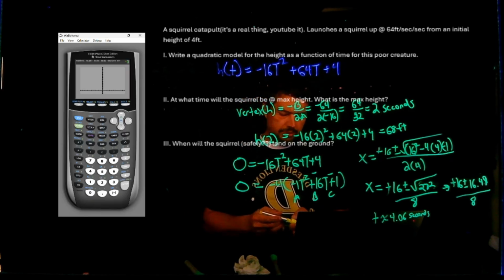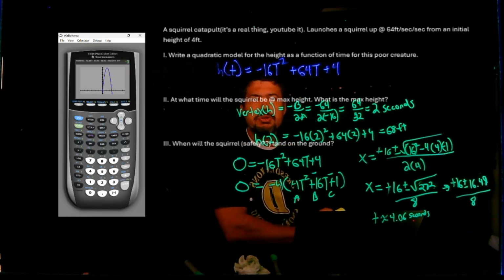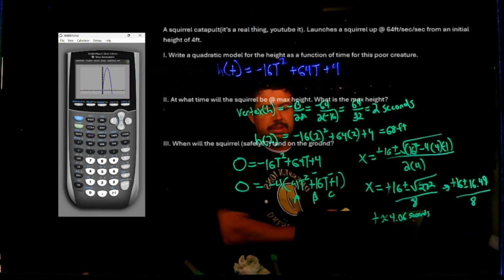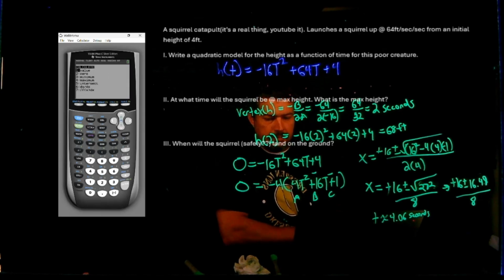We're going to check part 2 using what's called the maximum function on a TI-84. So here's the squirrel's trajectory to some degree. What I'm doing with y'all isn't 100% right. There's more to these equations. But if I want to know the squirrel's maximum height, I'm going to choose function 4.